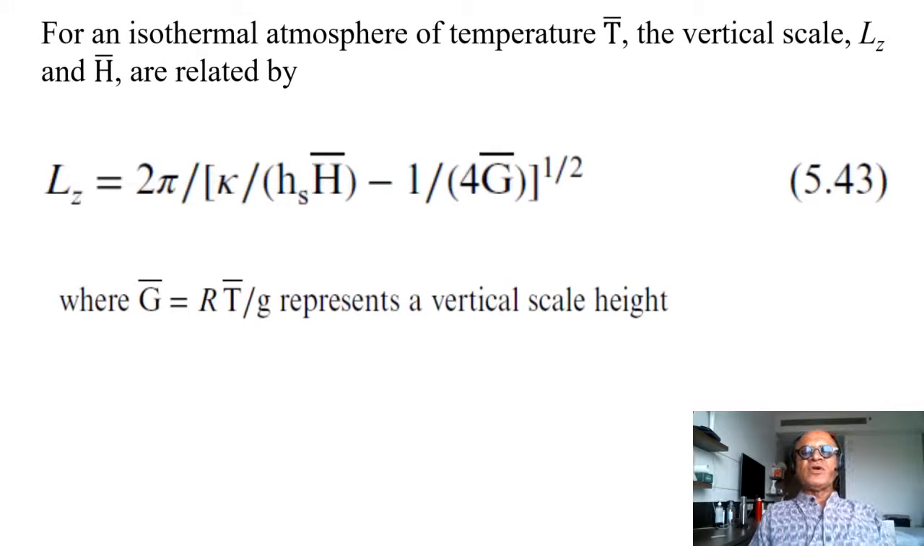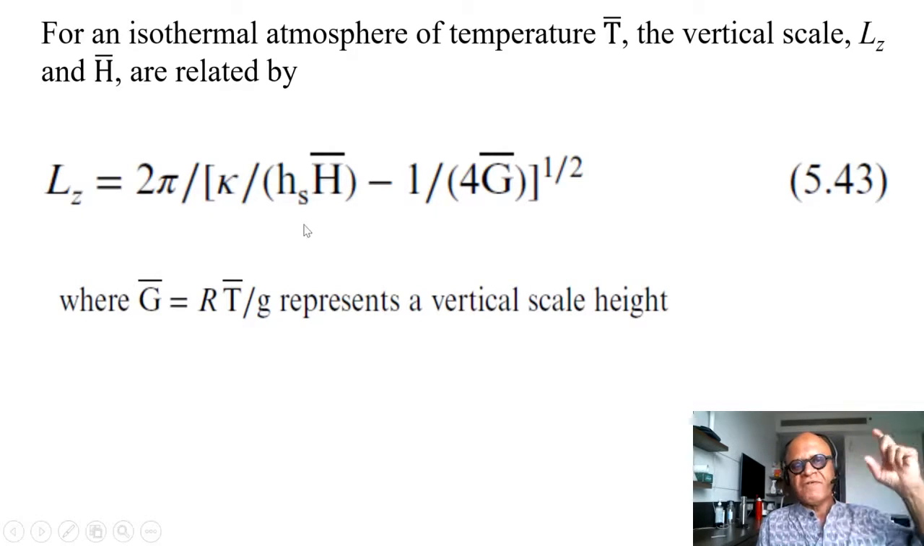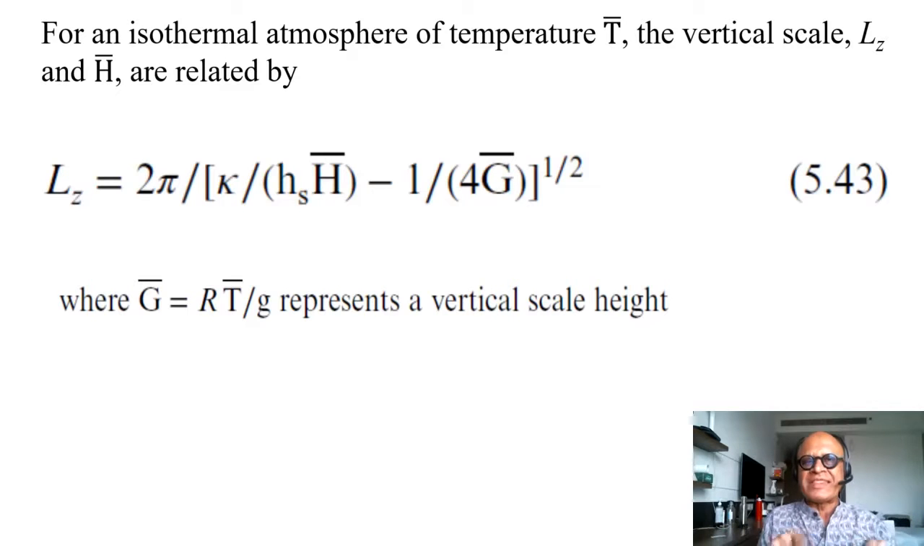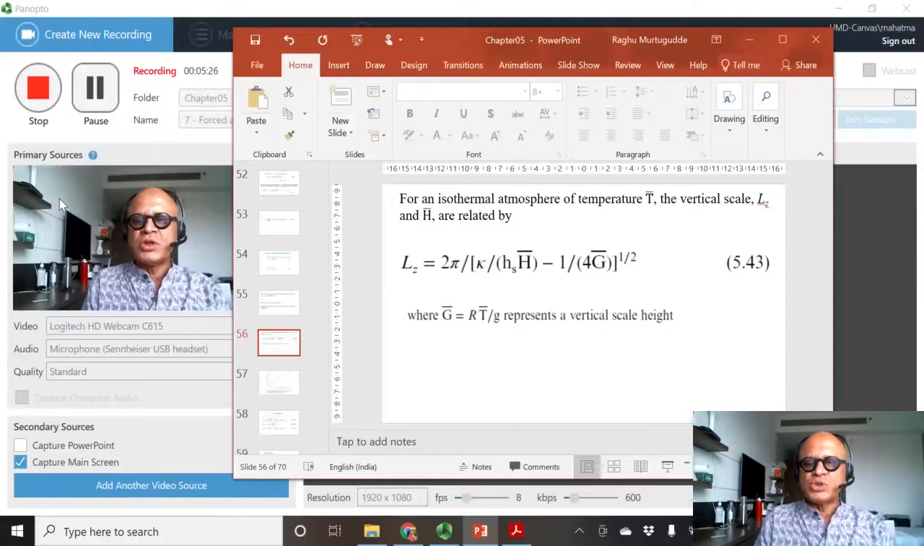That's the main point. Okay, so for an isothermal atmosphere with temperature T bar, vertical scale Lz and h bar, they are related through Lz equals 2 pi over kappa, sorry, h is h bar minus 1 over 4 g bar. So you have the vertical scale height and the equivalent depth being related to the horizontal scale. Okay, so you cannot separate them. They are closely related to each other. That's the main point we should remember.